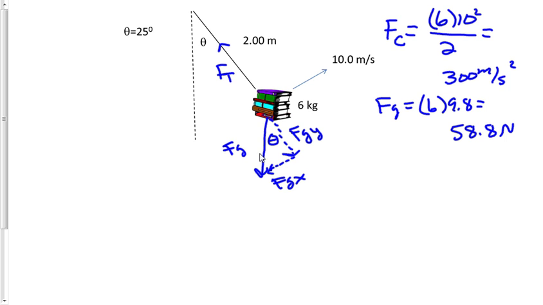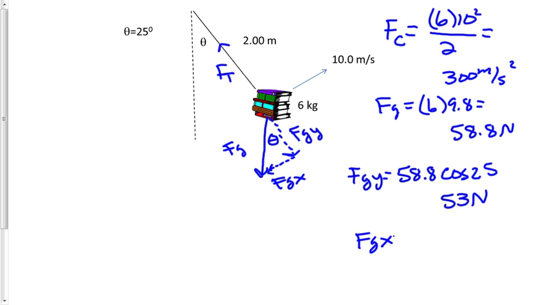Well, this is our force gravity vector. This is the adjacent side, so then that'll be cosine. So force gravity y is going to equal 58.8 times the cosine. Our angle is 25 degrees. And that's 53 newtons. Let's calculate our force gravity x. Force gravity x will equal 58.8 times the sine of 25. And that equals 24.8 newtons.